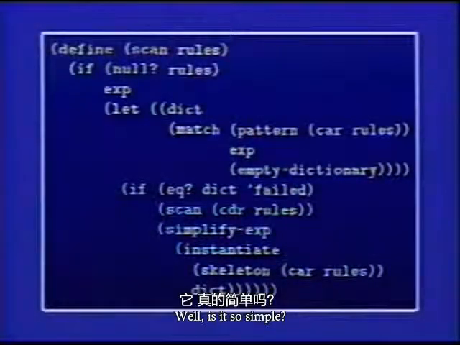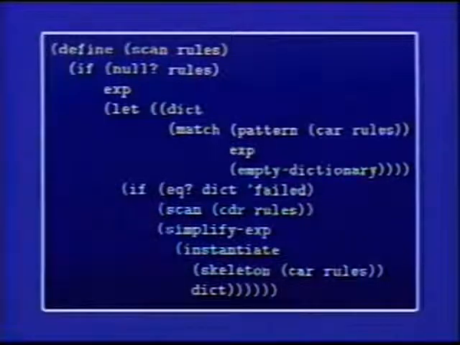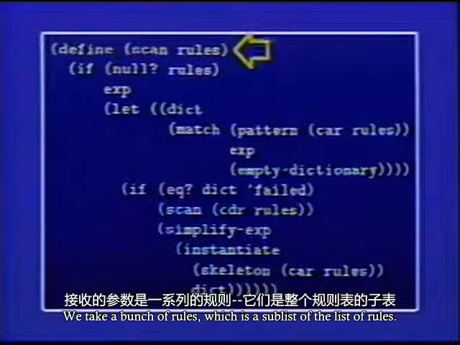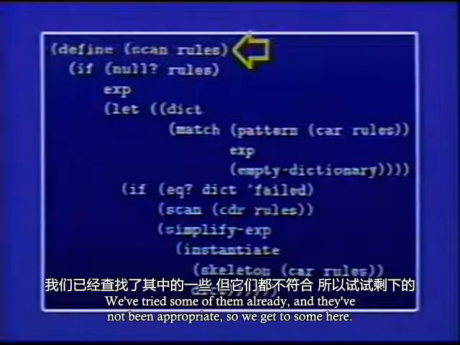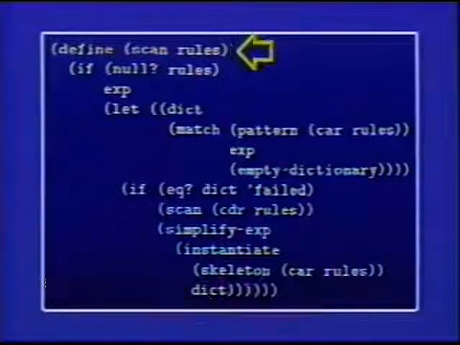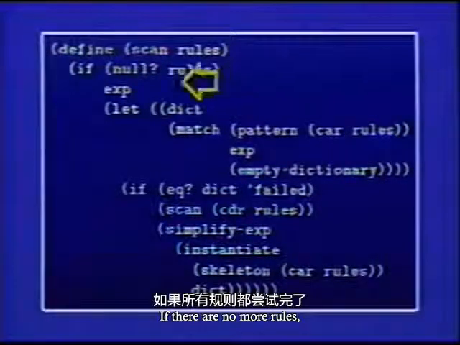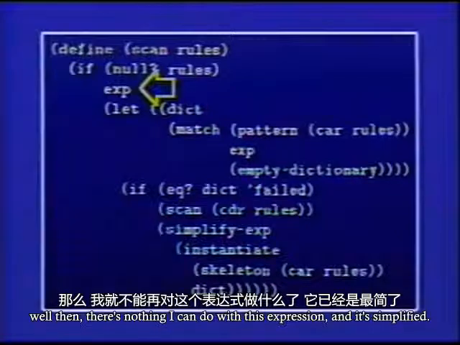Well, is it so simple? It's a big program, of course. We take a bunch of rules, which is a sub-list of the list of rules. We've tried some of them already, and they've not been appropriate, so we get to some here. We get to look at the next one. If there are no more rules, well, then there's nothing I can do with this expression, and it's simplified.